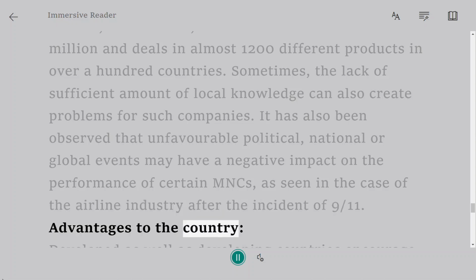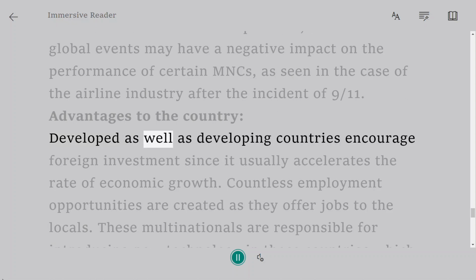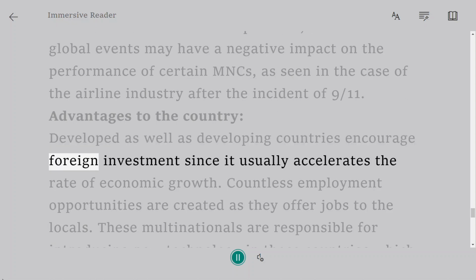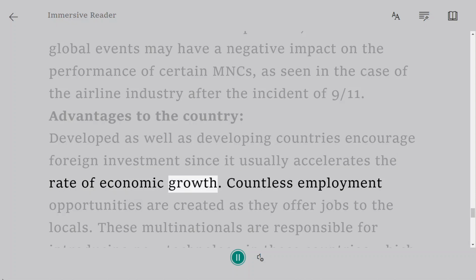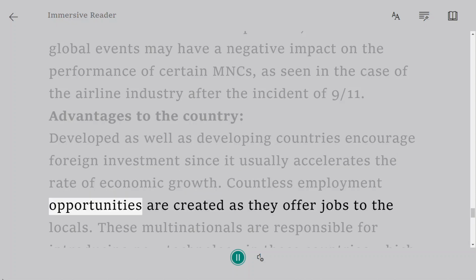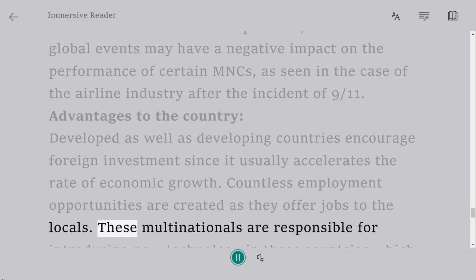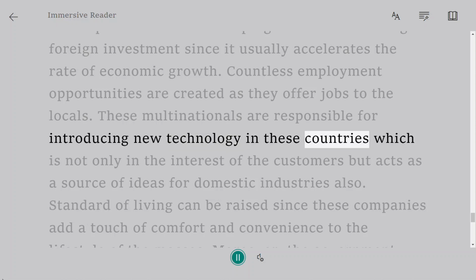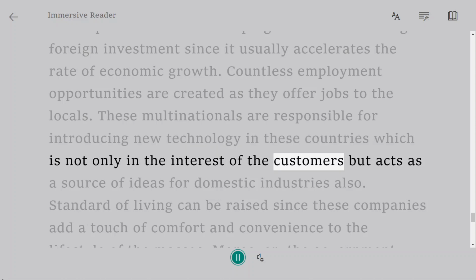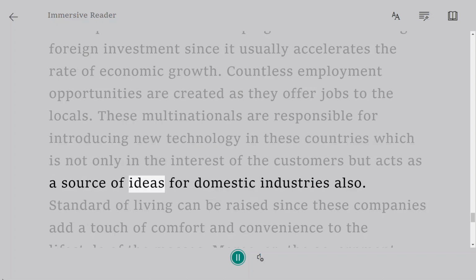Advantages to the country. Developed as well as developing countries encourage foreign investment since it usually accelerates the rate of economic growth. Countless employment opportunities are created as they offer jobs to the locals. These multinationals are responsible for introducing new technology in these countries, which is not only in the interest of the customers but acts as a source of ideas for domestic industries also.